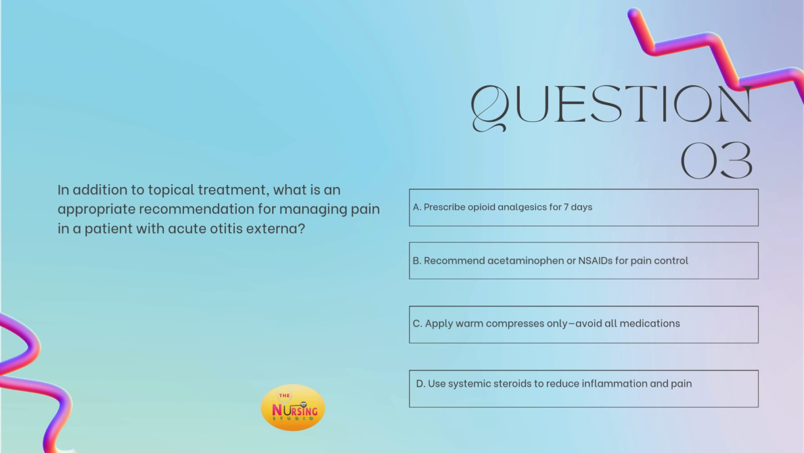All right. And so it states, in addition to topical treatment, what is an appropriate recommendation for managing the pain in a patient with acute otitis externa? And your best answer is B. You can recommend your Tylenols, your NSAIDs for pain control. We want to give that antibiotic and corticosteroid drops so that that can treat the source of the issue and kill the infection while reducing the inflammation. But that pain can be very severe. And so for symptomatic management, you can also give them acetaminophen, aka Tylenol, or an NSAID, like your ibuprofens.